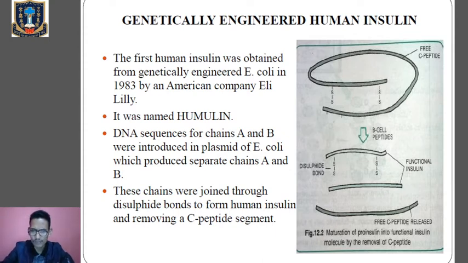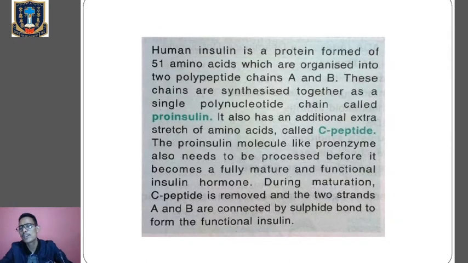So first of all we'll learn about the structure of human insulin. Human insulin is a protein formed of 51 amino acids, because proteins are long chains of amino acids. These 51 amino acids are organized into 2 polypeptide chains, polypeptide A and polypeptide B. That means a fully functional human insulin has got 2 polypeptide chains, chain A and chain B.